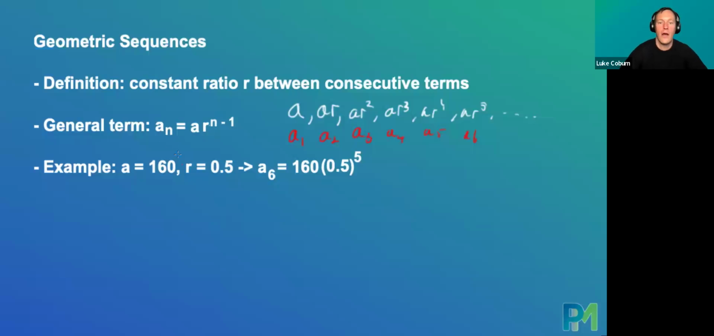Great. So we can now use this. If we start with a equal to 160 and r equal to 0.5, we can work out a_6. That's going to be a, which is 160, times 0.5 to the power of 5, which we just put into the calculator. Now, because r is less than 1, it's getting smaller each time. So a_6 is going to be smaller than our starting number.